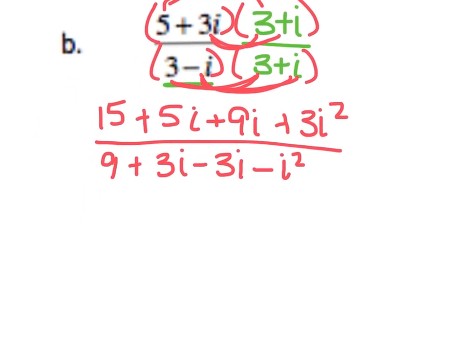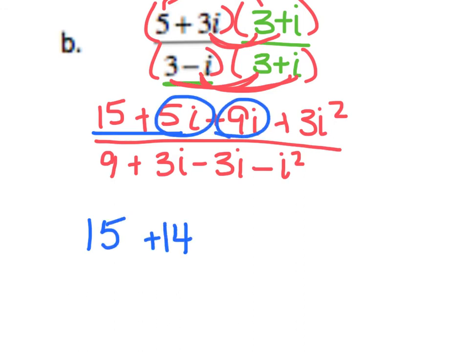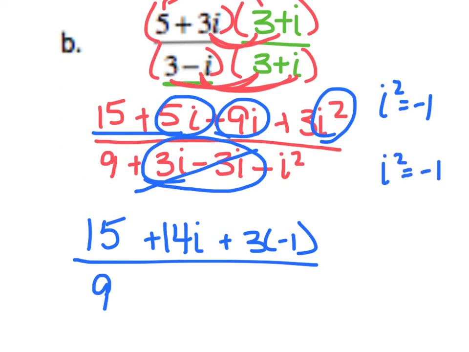And now we just have to simplify. So on the top, I can add together 15 plus nothing, so 15. And then the 5i plus 9i is 14i. And then remember, i squared equals negative 1. So I have 3 times negative 1. Okay, on the bottom, I have 9. Now 3i minus 3i is 0. And i squared equals negative 1. But I still have that subtraction. So I want to make sure that I account for that.